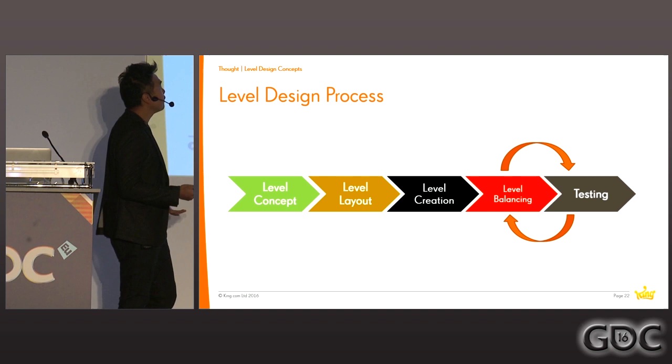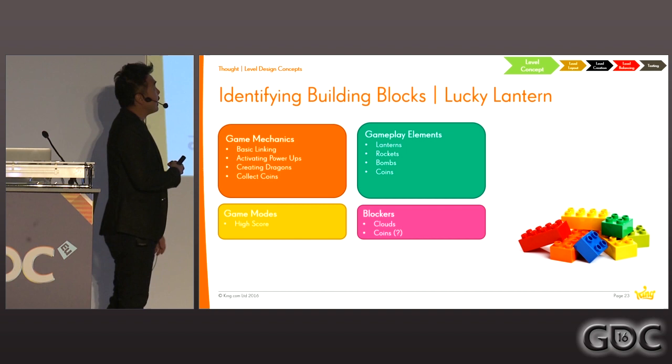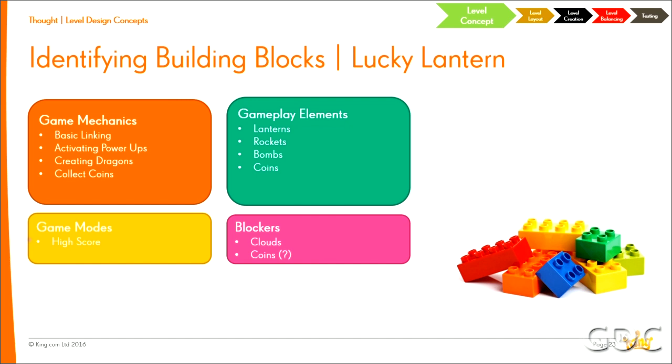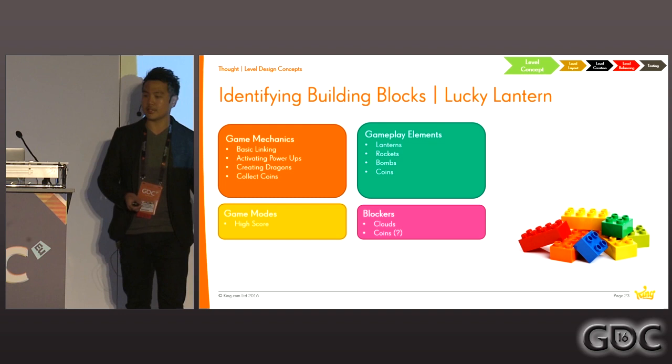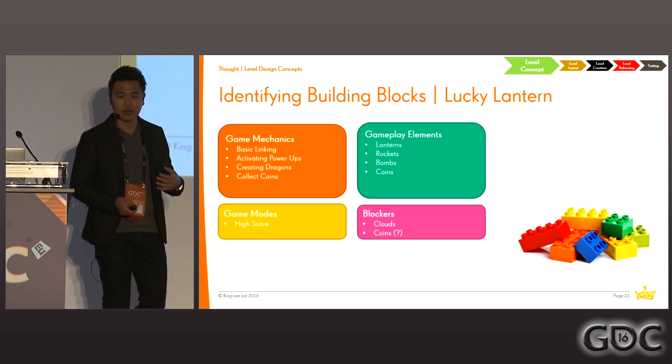A good place to start is breaking the game down into different kinds of building blocks. In the case of Lucky Lantern, you can think of it as breaking it down into 4 different blocks. Game mechanics: the basic linking, activating power-ups, creating dragons, collecting coins. Because it's a simple 3 to 5 minute browser game, there's only one game mode, which is getting a high score to beat your opponent. Then the gameplay elements in the game: lanterns, rockets, bombs, coins, and the blockers, things that add some challenge to block the players from achieving their goal: clouds, and arguably coins, because sometimes they get in the way as well.